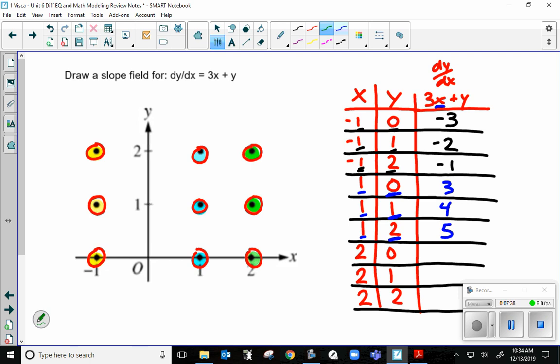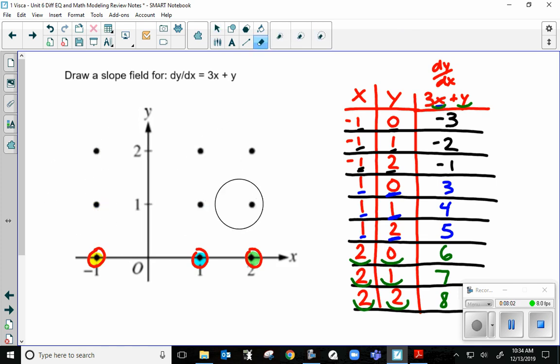And in case you think I'm going fast, or you're wondering how I'm coming up with these numbers, I'm taking an x of 2 and a y of 0 and plugging it in. x is 2, y is 0. 3 times 2 is 6 plus 0, 6. 3 times 2, 6 plus 1 is 7. 3 times 2 is 6 plus 2 is 8. All right, I'm going to represent all of these.